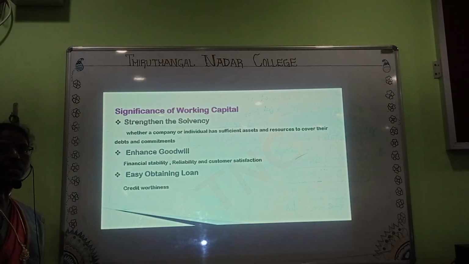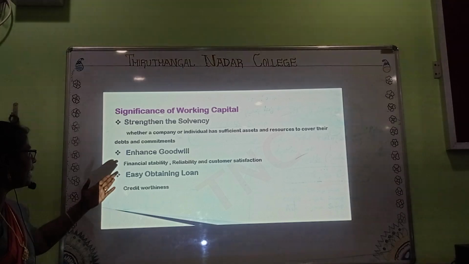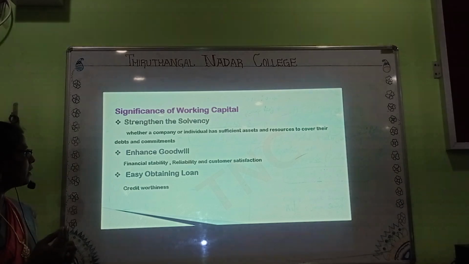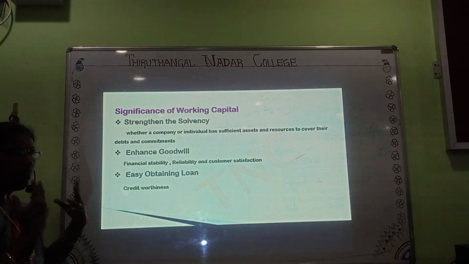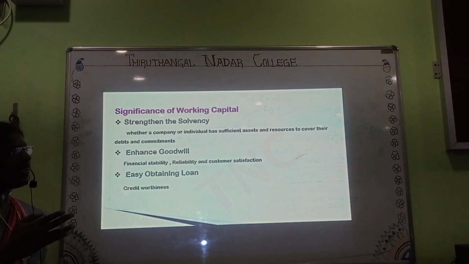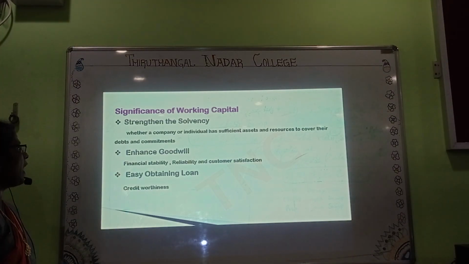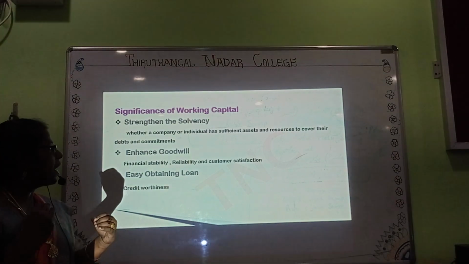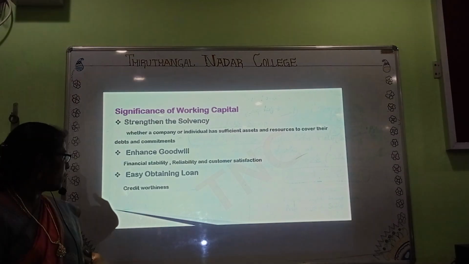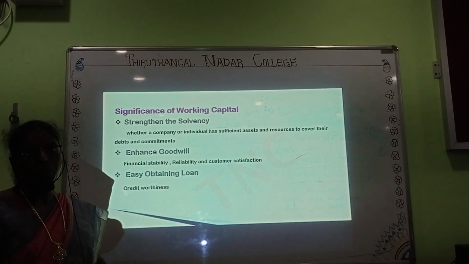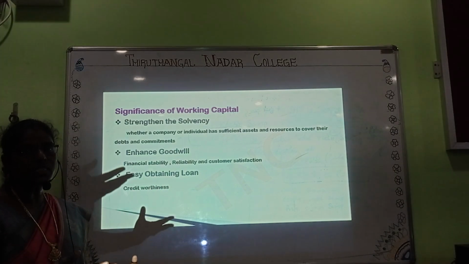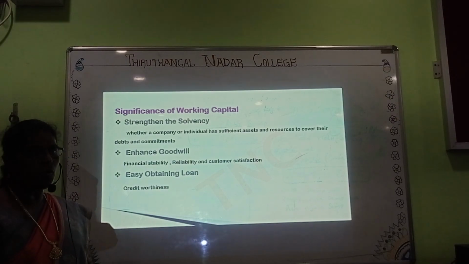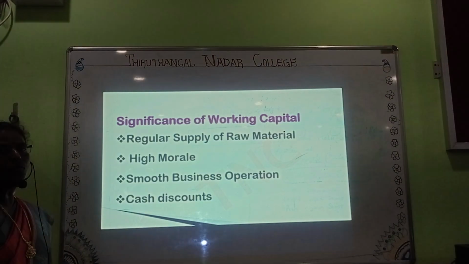Next, if the working capital is managed properly in the business, it enhances the goodwill of the business because the customers are satisfied and those who are related to the company believe in the company. That is called reliability. So it increases the goodwill of the business and makes obtaining loans easy. If the company is financially strong and able to meet its working capital requirements, its creditworthiness will improve. So banks and financial institutions easily provide loans to business organizations if they approach for a loan.